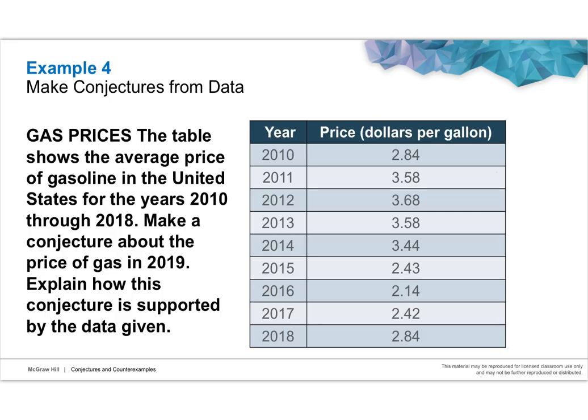All right, in example 4 on page 155, we're being asked to make conjectures, or again, guesses that are based on patterns about a table of data. The data here is about gas prices, and it shows the average price of gasoline for the years 2010 through 2018. Based on that pattern, we're asked to make a conjecture about the price of gas the next year, 2019, and explain how that conjecture is supported by what we see in the table here.